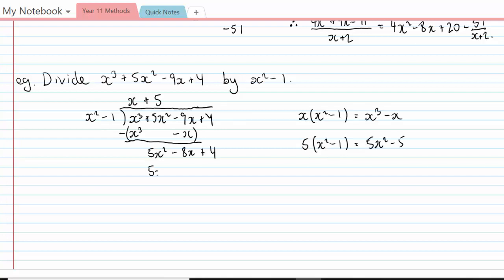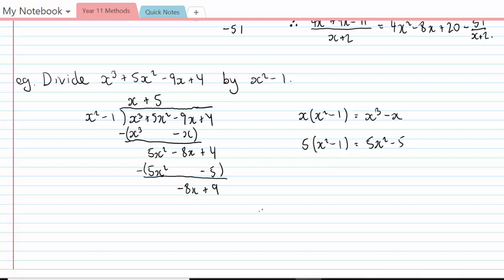Write it down here. Again, lining it up with the corresponding terms. 5x squared minus 5x squared is nothing. Negative 8x minus nothing is going to be negative 8x. And then 4 minus negative 5 makes plus 9. Now we can't take this any further because if we say how many x squareds go into negative 8x, again that's going to be really messy. So this is our remainder down here now.